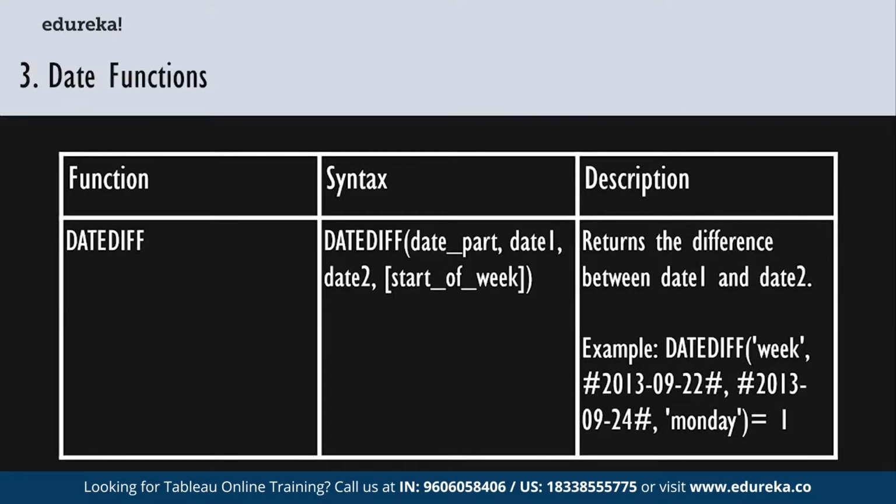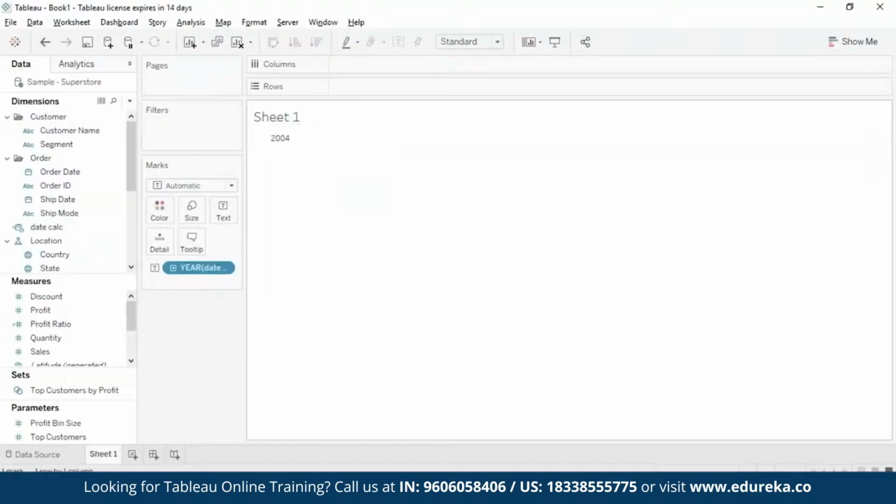Next, we have date diff, which returns the difference between the two dates that you have input into this function. The start of the week parameter is the one which you use to specify which day is to be considered the first day of the week. It is optional, of course, but in a lot of countries, you consider Monday as the first day of the week, whereas in the other part of the world, you consider Sunday as the first day of the week. If this part is omitted, then the start of the week is determined by the data source. So let's see how that works.